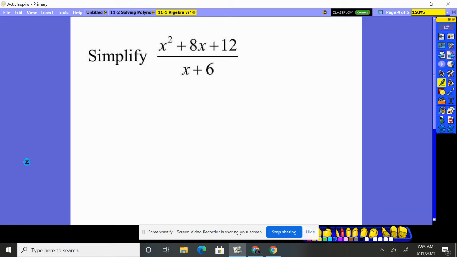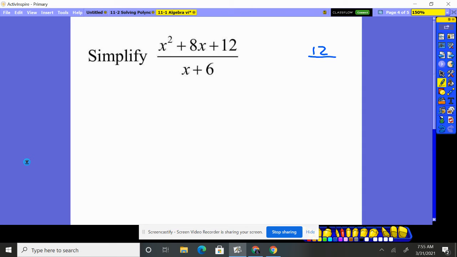So let's say we have this, and let's say you have to plug in the number, let's say 7. 7 squared plus 8 times 7 plus 12, all divided by 7 plus 6. Well, we could do it, but what if we could simplify this guy? Now, as soon as I see that top, it's a trinomial. I'm like, hey, I wonder if that guy factors.